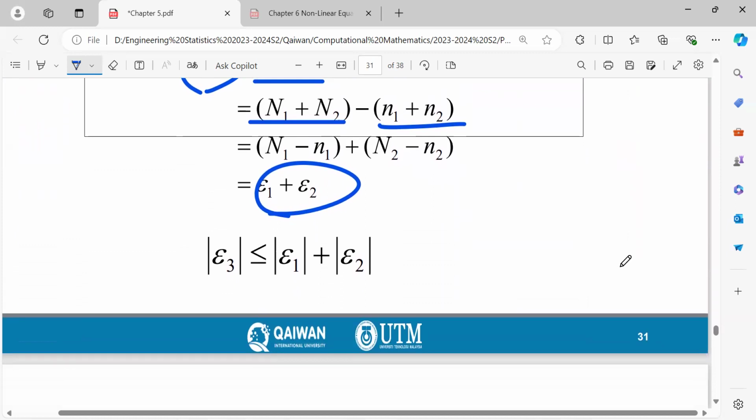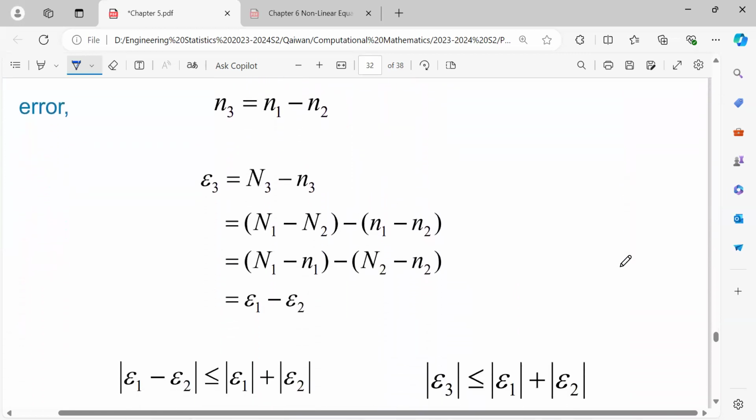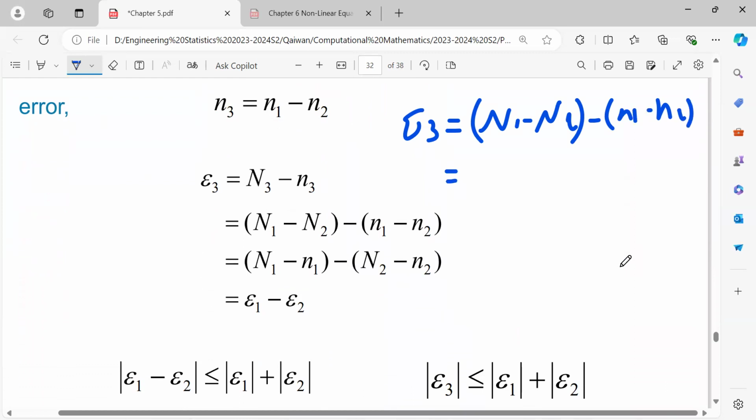So the absolute error for epsilon 3 is less than or equal to epsilon 1 in absolute value plus epsilon 2 in absolute value. That's all. Even for the difference, epsilon 3 equals N1 minus N2 minus little n1 minus little n2, which equals epsilon 1 minus epsilon 2.